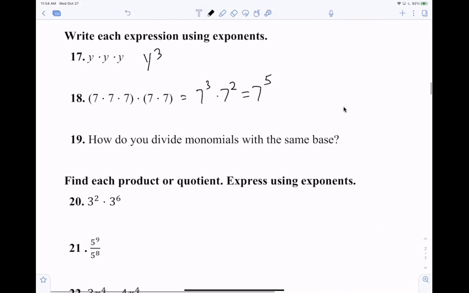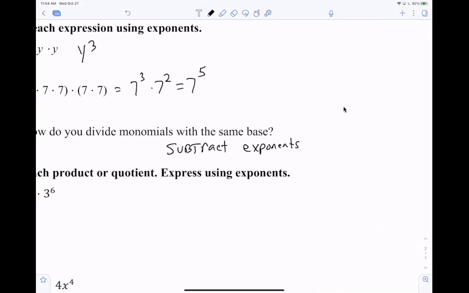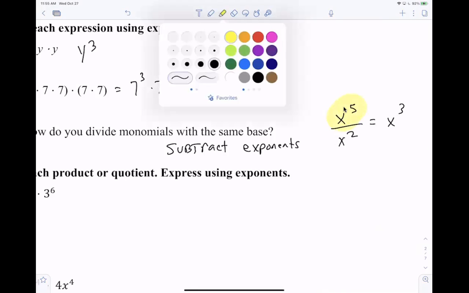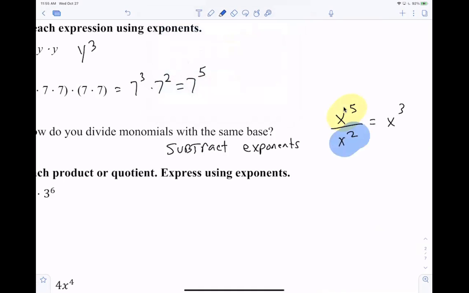All right, here we go. How do you divide monomials? What do you do to the exponents? Subtract. That's exactly what you do. I want you to write subtract exponents. So somebody asked a good question just now: what's a monomial? Monomial means single term. So if I say x to the 5th divided by x squared, what's the answer? Because what did I do to the exponents? Subtract them. This is called a monomial because it's one term.